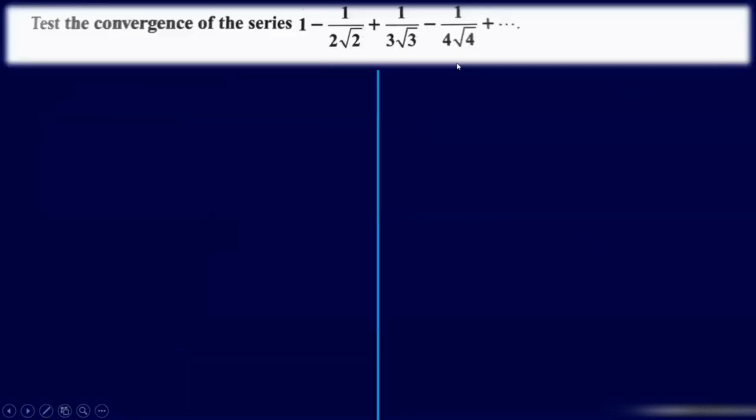Now let me just take this question. Test the convergence of this series: 1 minus 1 by 2 root 2 plus 1 by 3 root 3 minus 1 by 4 root 4 and so on. Now let's look at this solution carefully. One thing you see before going ahead, understand this is clearly an alternating series, right? Now, when it is an alternating series, you can just recall those two conditions from the Leibniz test. So I'm just writing this.